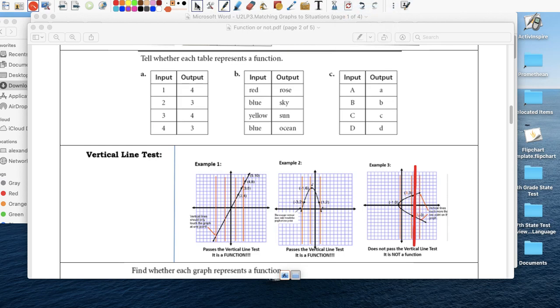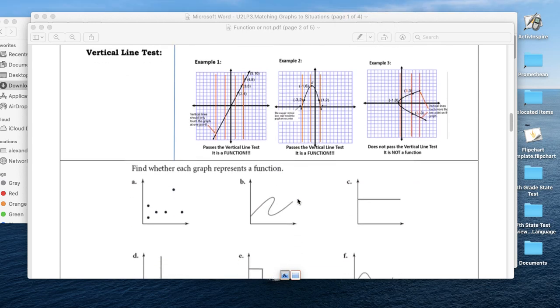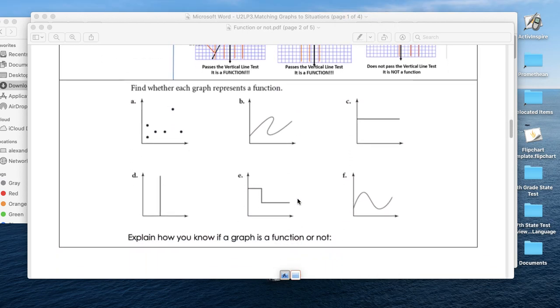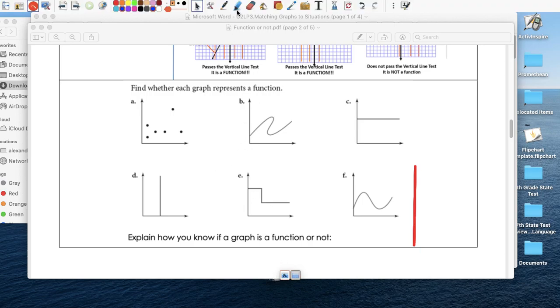It's just a quick way. Find whether each graph is a function, and again, same thing. Use that same line. As you move this, do those points touch the red line in only one spot, which would make it a function? Now notice, right here, those two dots touch the line at the same time. So right off the bat, not a function. So that's a no. This one, good.